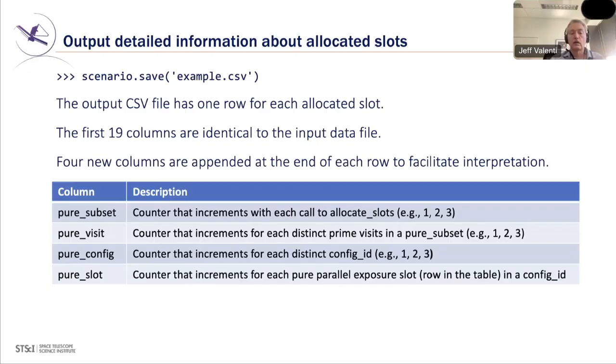And then pure visit is a running index, the first visit that you use, the second visit, and so forth, just to help you distinguish, okay, now I'm in a new visit, now I'm in another new visit. And similarly for config ID and for slot. So it's a nested thing with these indexes. It's a lot easier to see what's going on than if those indexes were not there.